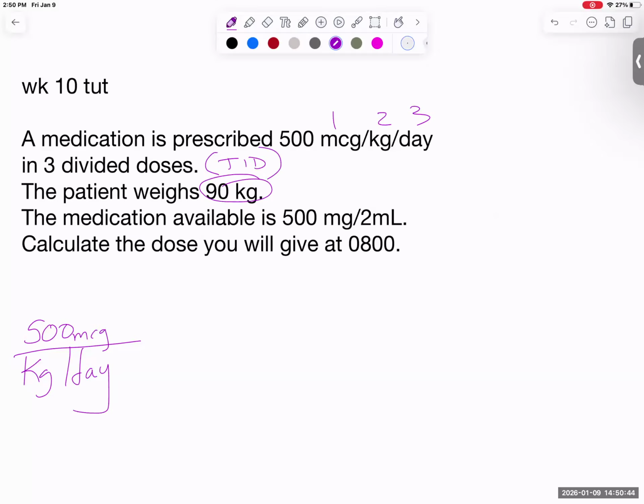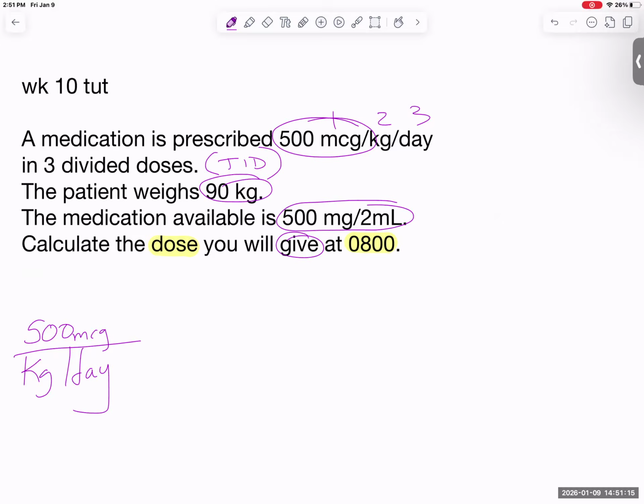What the pharmacy delivers to you is 500 milligrams per 2 mLs. But now this question is asking, what is the dose you're going to give at 8 a.m.? What are you going to give the patient? People get hung up on the word. Well, dose in the last question meant the strength. But this time, what am I going to physically give the patient? I already know the strength. The doctor ordered 500 micrograms per kilogram per day. So what am I going to give the patient?